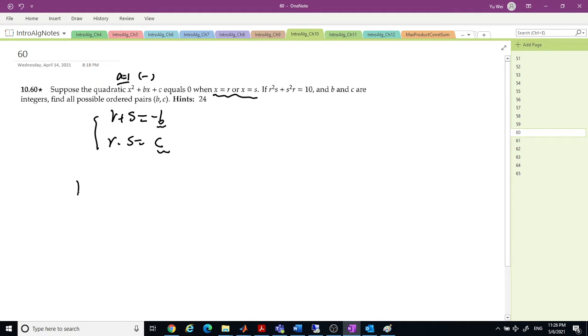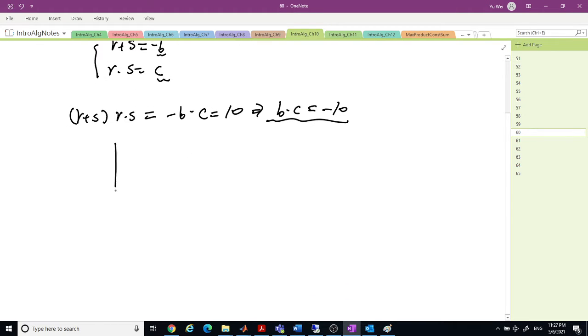Okay, so let's see. So r plus s, right? And rs is equal to c, which is 10, so we can write b times c is equal to negative 10, right? We know b and c are integers, right? Let's list them, okay? So b and c. If b can be, for example, positive or negative 1, then c is negative or positive 10, right?